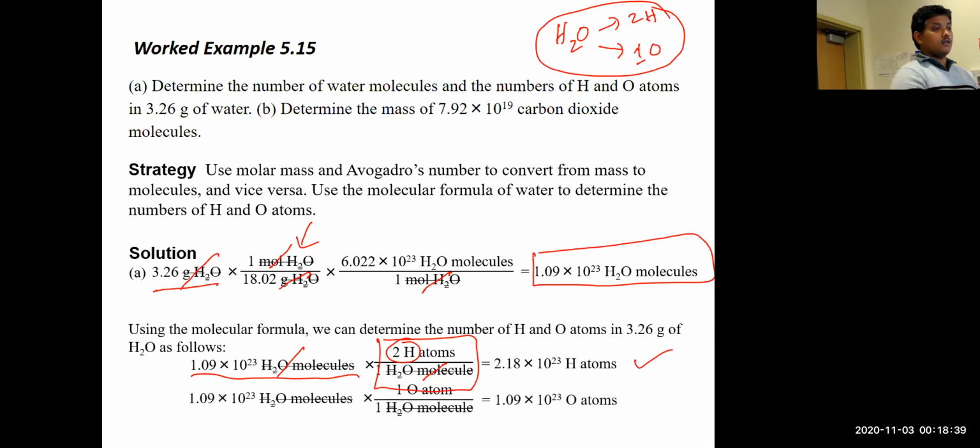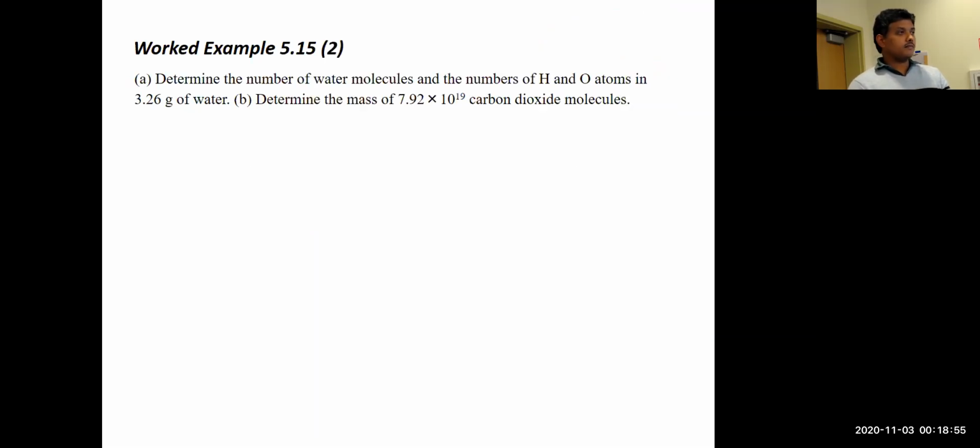For these many water molecules, the ratio of oxygen atom to water is 1:1. So you have the same number of oxygen atoms as water molecules. Okay, let's work on the last problem.